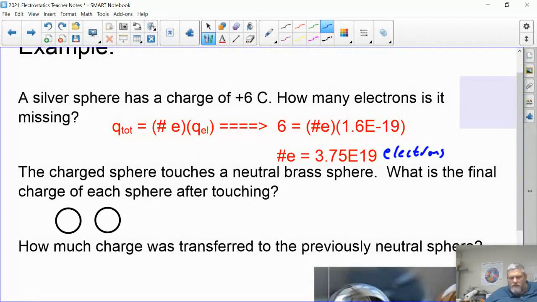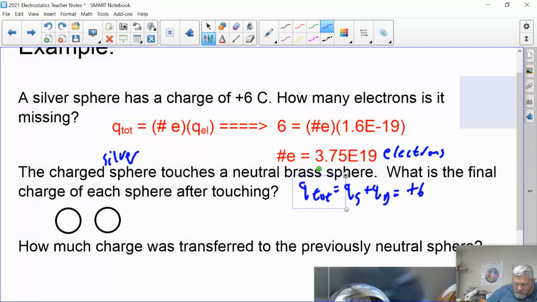All right, so now the charged silver sphere touches a neutral brass sphere. If it's neutral, it means it has no charge at all. What is the final charge of each after touching? The total charge, Q total, is going to be the charge of the silver plus the charge of the brass, which is +6 plus 0, which is equal to 6. So the total charge is going to be 6.